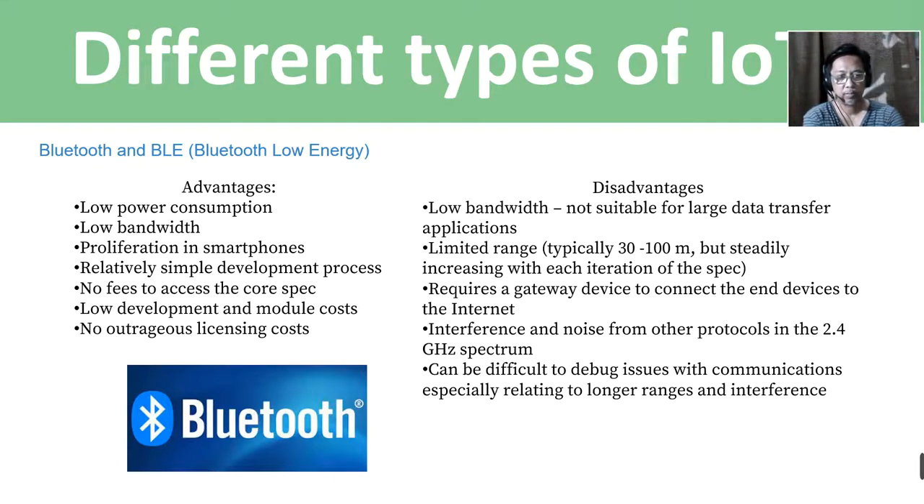Interference and noise from other protocols in the 2.4 gigahertz spectrum, since the frequency is around 2.4. So there's a tendency to interfere with other devices in that range. It can be difficult to debug, with issues in communication, especially relating to longer ranges and interference. So there are advantages, and of course there are disadvantages. Normally you will use Bluetooth for simple applications and not critical applications.